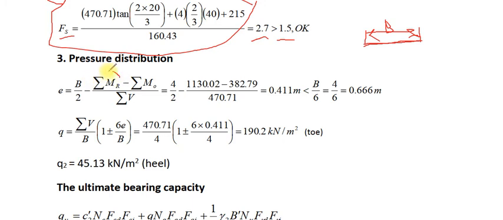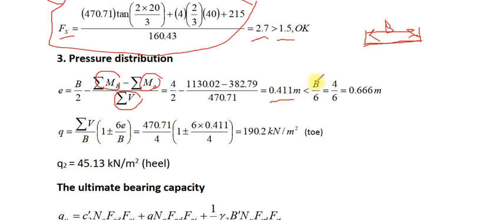MR, the resistance moment, and M naught. M naught is the moment that will make the retaining wall overturn, divided by the total weight of the structure. E will be 0.411 meter.